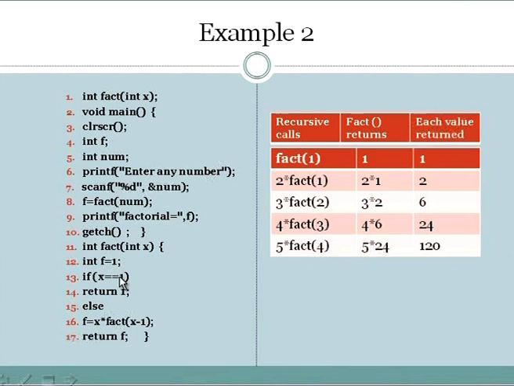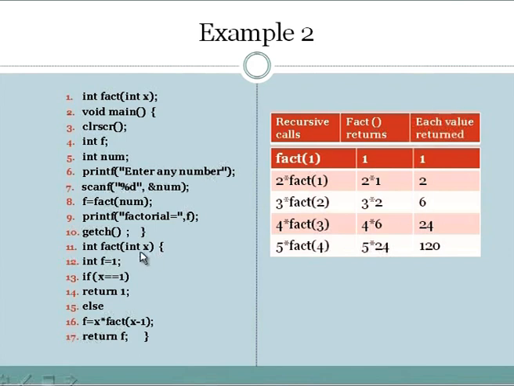x equals 1? No, the condition is false. The else block gets executed. The value of x is 3 this time: 3 multiplied by fact(x minus 1), which is fact(2). So here in the diagram it is shown that now 3 multiplied by again a function call, fact(2). This statement will again be put on the stack.